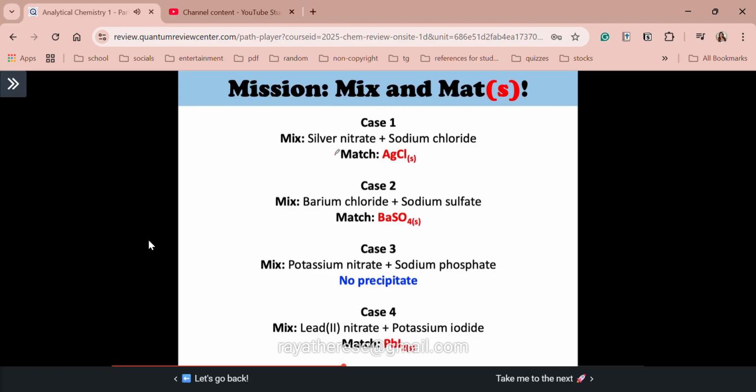Yung unang dalawang precipitate, AgCl and barium sulfate, parehong white. Pero ito, PbI2, meron tayong class later sa qualitative analysis of ions to confirm lead: mag-add ng iodide, yellow na precipitate ang result. Okay? I hope class clear tayo sa apat na cases.